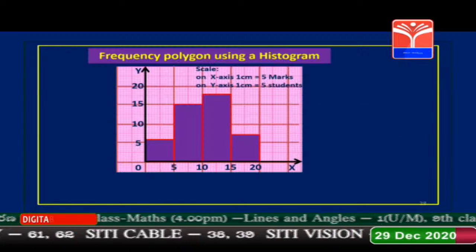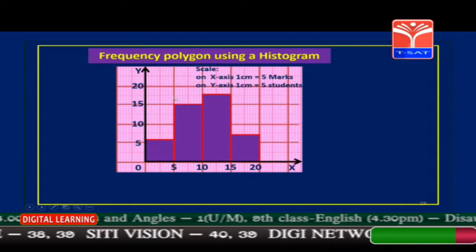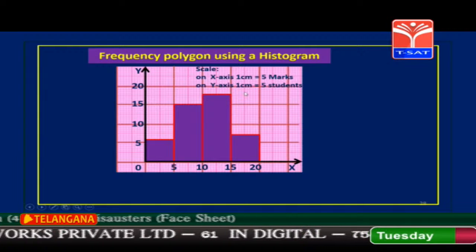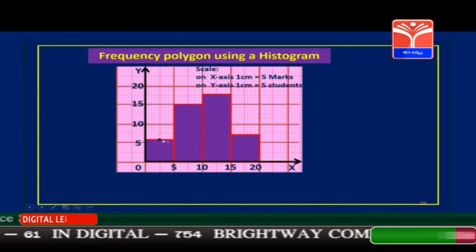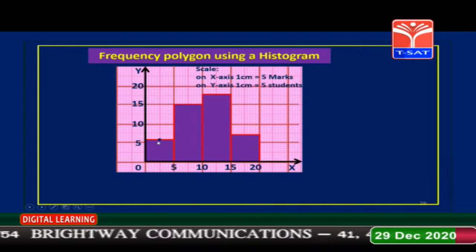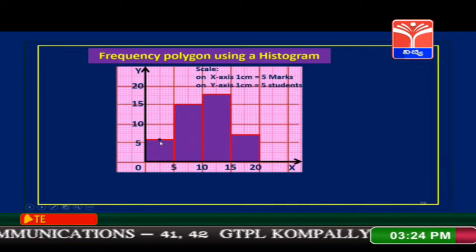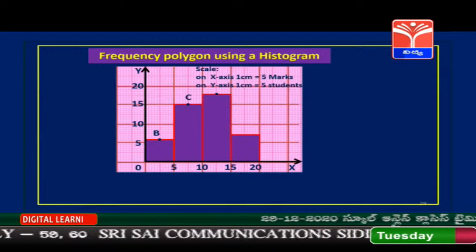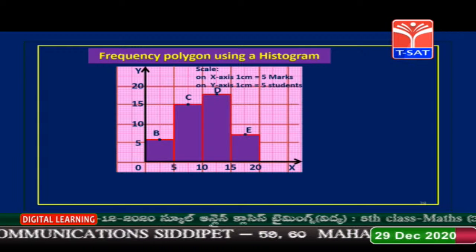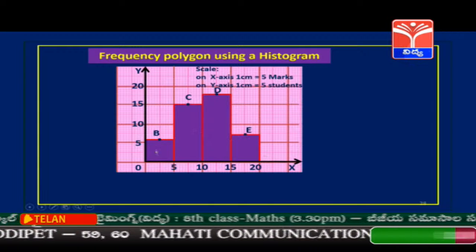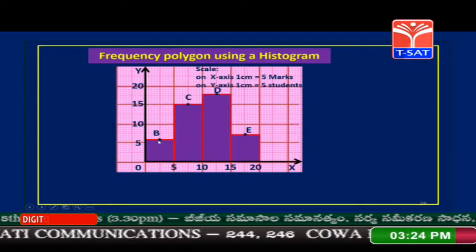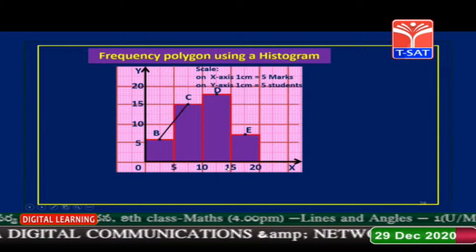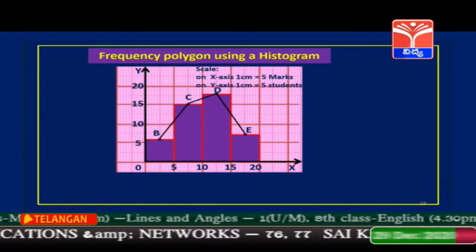Okay children, now I am constructing a frequency polygon using a histogram. This is the histogram we already constructed. Now how to draw the frequency polygon for this? Let us understand. First I have to take the middle point of the top of the bar. Next I am taking the point as B, second middle point C, third middle point D, fourth middle point E. See children, here we have 4 bars. So I am finding the middle point of the top as B, C, D, E. Now what you have to do? You have to join them so that you will get a frequency polygon.